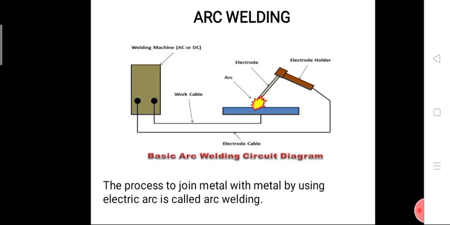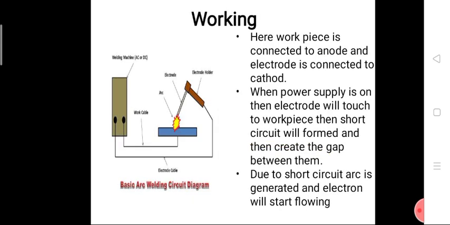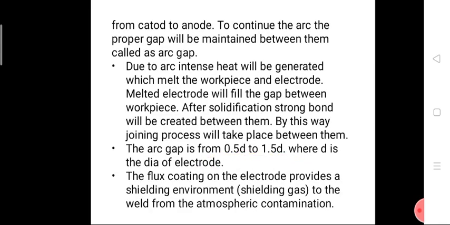When the whole gap is filled by the melted electrode, then we stop the supply of power. After that, when it is held in air, a strong bonding takes place between the melted electrode and both workpieces, and after that, the welding process is completed. This is the whole process which is written in the slide. You can read it there.